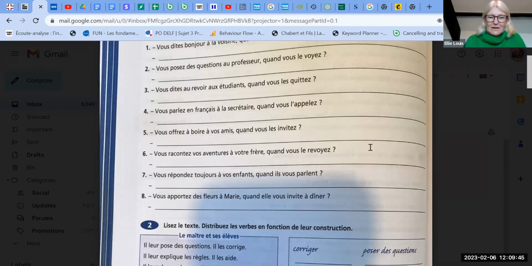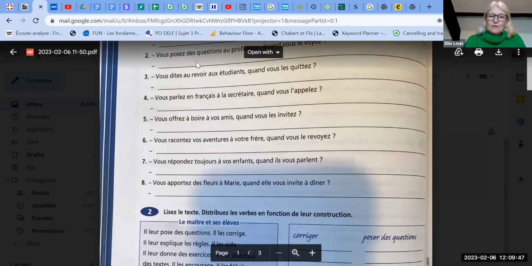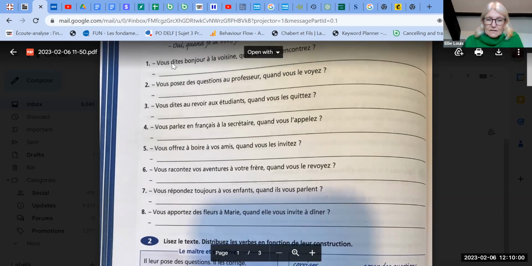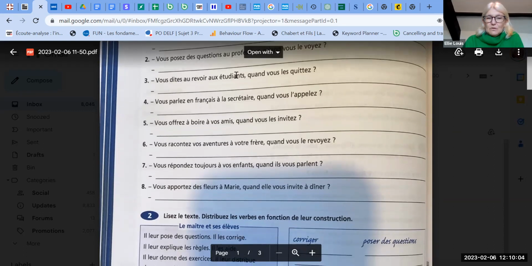Okay, let's now look at number 3. Vous dites au revoir aux étudiants. That's the plural, isn't it, of au? Vous dites au revoir aux étudiants quand vous les quittez. Do you say goodbye to students when you leave them? We already know that dire was the one which had the lui in it. But notice this time we're talking about a plural. So we've got les quitter here, nice and simple. Do you remember what it was for the plural?